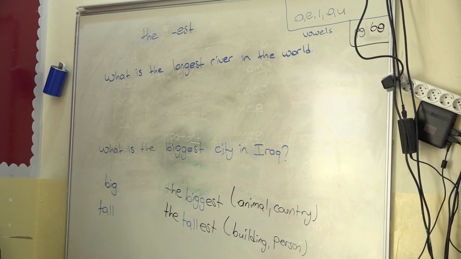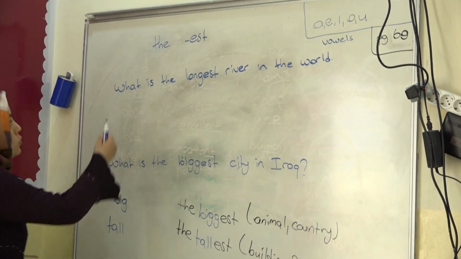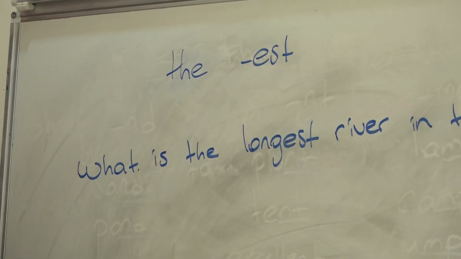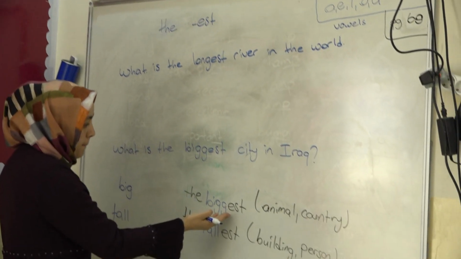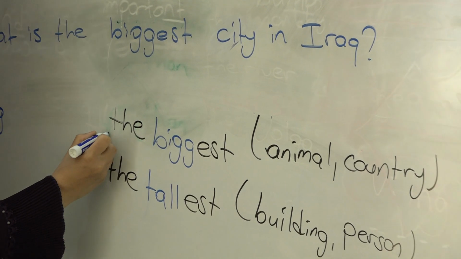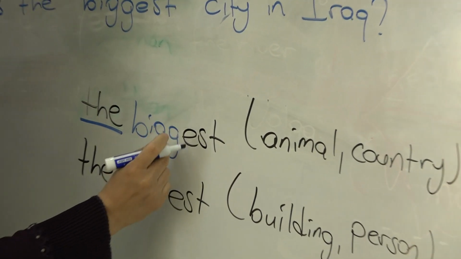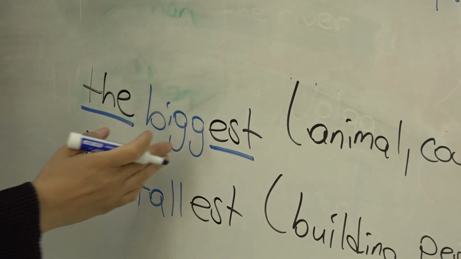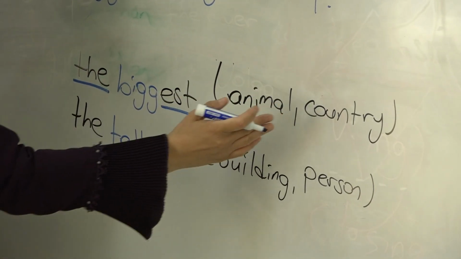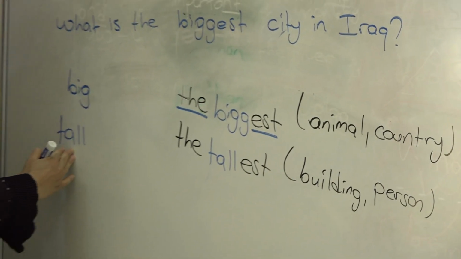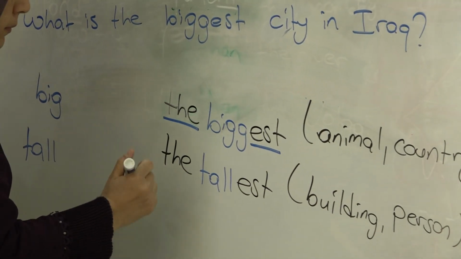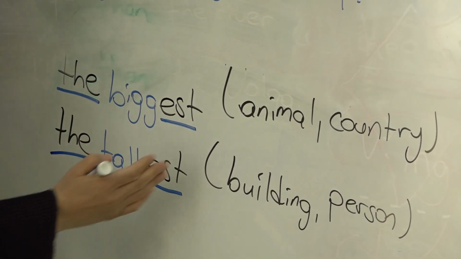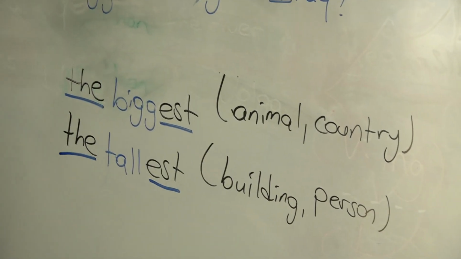If we want to compare more than 3 things, we use the EST formula. How? For example, big, the biggest. Focus on here, please. I have the, and instead of ER, I put EST, the biggest. The biggest animal, the biggest country, etc. My adjective is tall. The tallest, EST. The tallest building, the tallest person, etc.